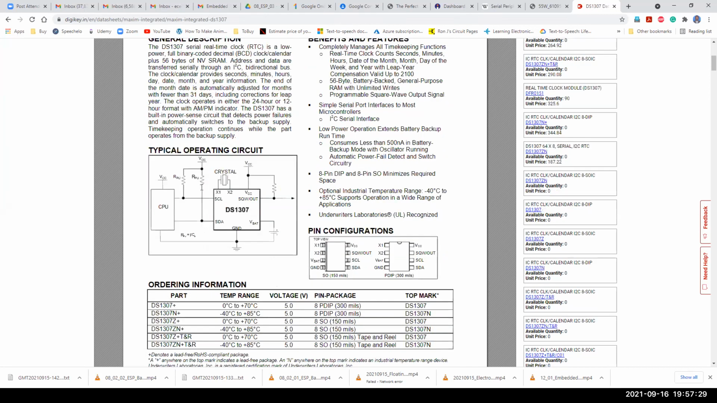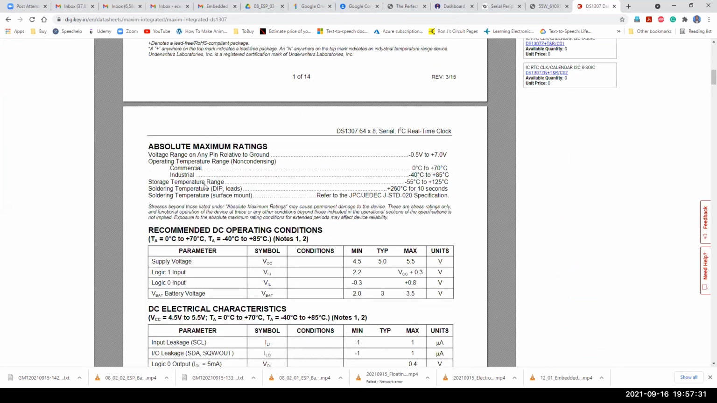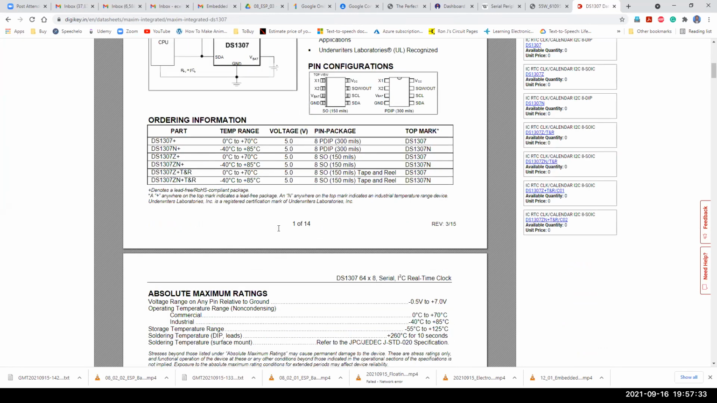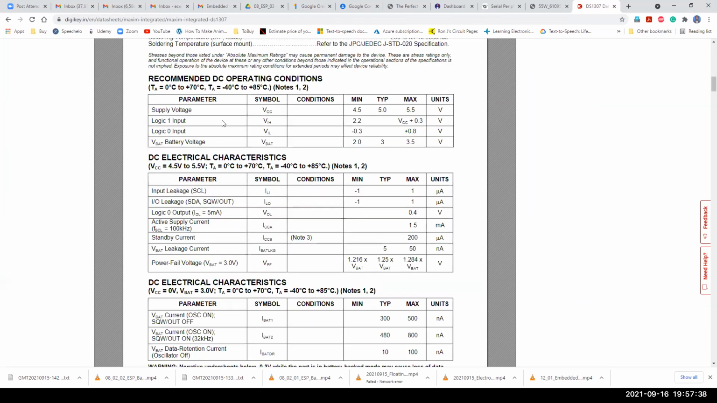I'm not going into that now. He has so many parts, the temperature range and everything, but let us not worry about that. The supply voltage is typically 5 volts. You can go down to 4.5, and the maximum is 5 volts. Logic 1 means from 2 volts, he will accept that as a 1, up to VCC max, which is 5.5 plus 0.3.